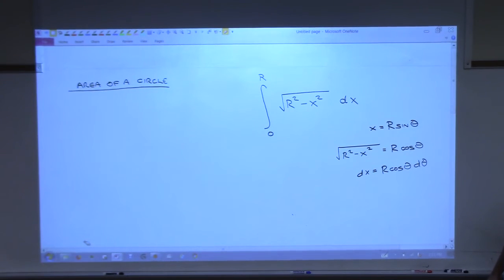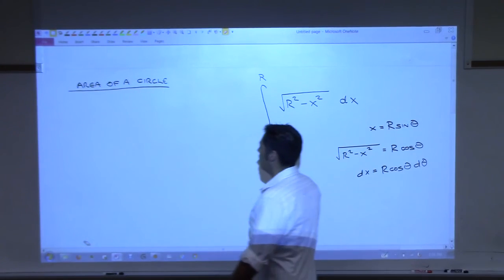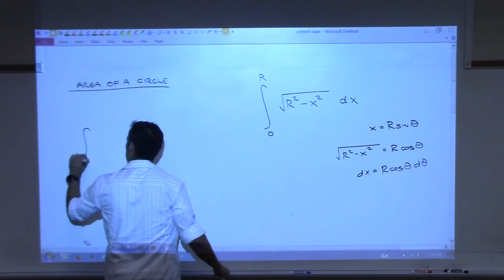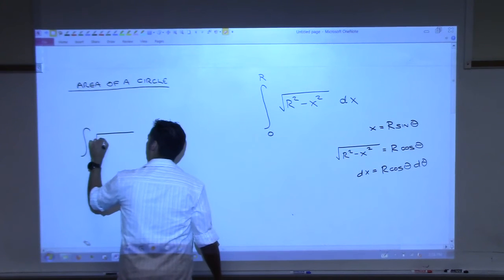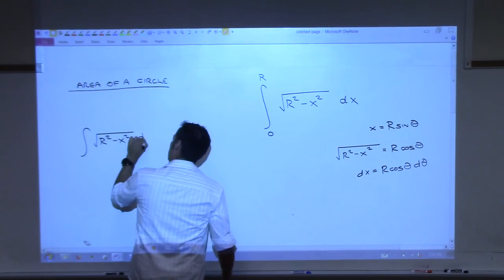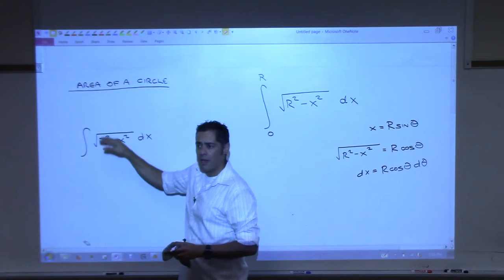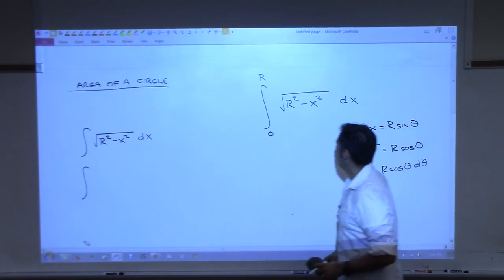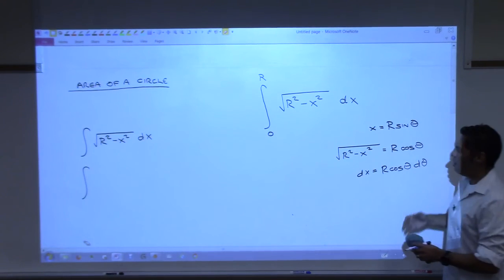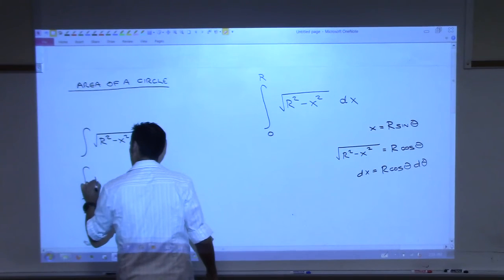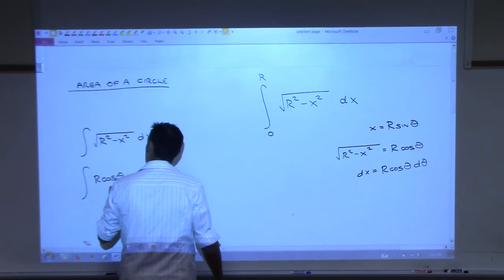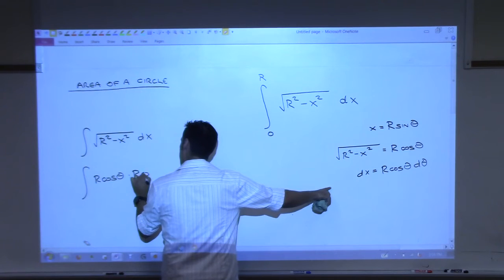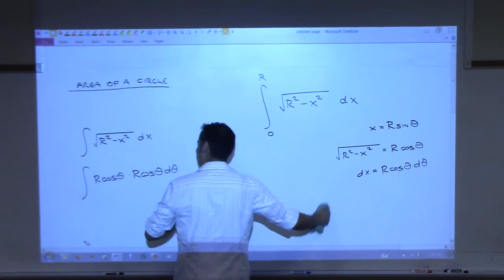Okay, what the heck am I doing? Oh, I'm rewriting the integral. I'm going to come back to this because that's my definite integral. I'm just going to be looking at the indefinite integral first. Right, so notice I don't have my limits of integration right now. If I rewrite this, what does this become? According to this, it's R cosine theta. That's this root part. Then dx is what? Capital R cosine theta d theta, right?